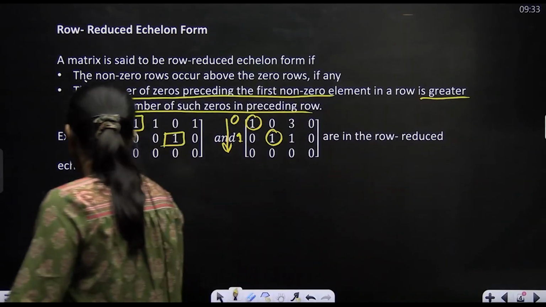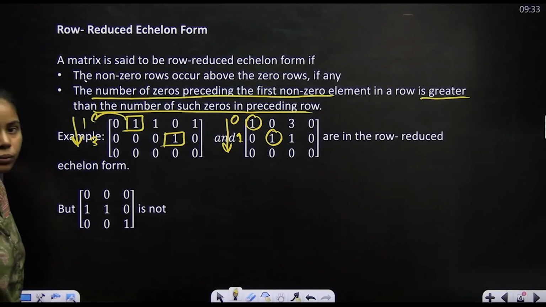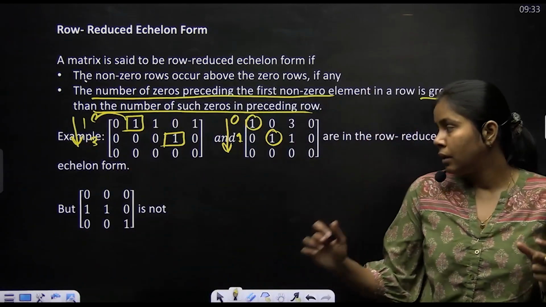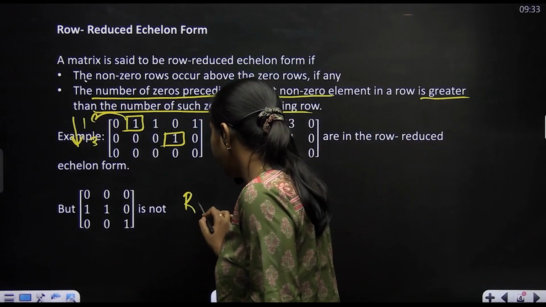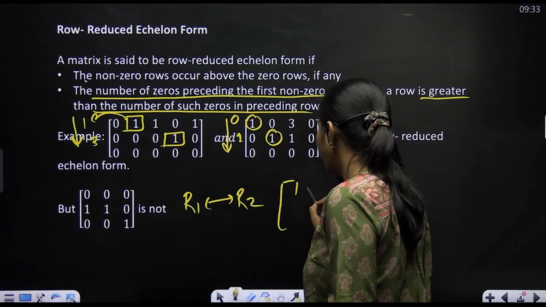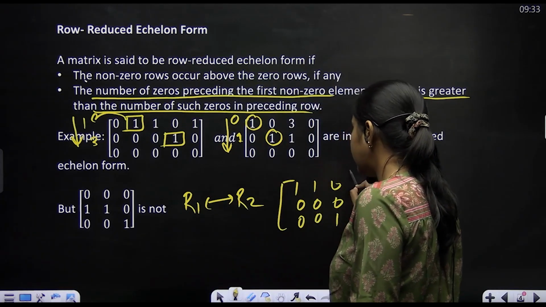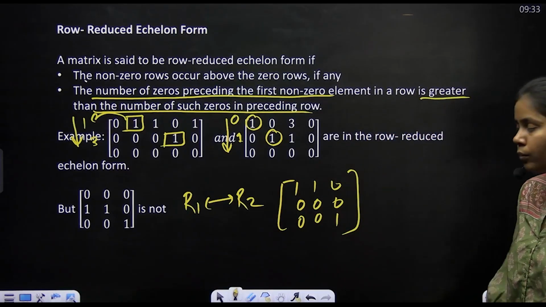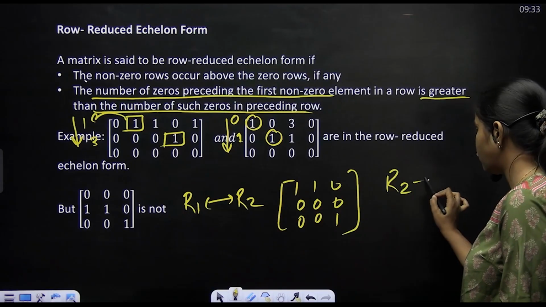Now let's check how I am going to convert this matrix into a row reduced echelon form. What I can do is interchange the first and second rows, because I have to take this particular row to the bottom of the matrix. Let's say R1 interchange with R2. What would I get? 1 1 0, 0 0 0 and 0 0 1. Is it row reduced echelon form? No, because this zero row should be at the bottom of the matrix. R2 interchange with R3.